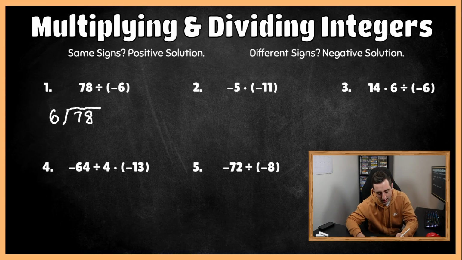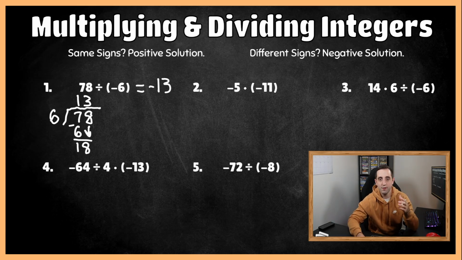So let's go ahead and divide these. 6 fits into 7 one time. 6 times 1 is 6. We'll subtract. We get a remainder of 1. 6 does not fit into 1 at all, so we bring the 8 down. And then 6 fits into 18 3 times perfectly, and we're going to end up with a remainder of 0 here. So our final answer is going to be 13. We just don't want to forget, though, it was different signs, so my answer has to be negative for the first one. Now let's go ahead and take a look at number 2.